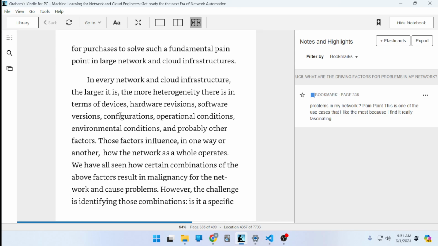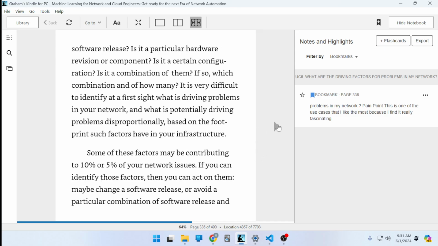Those factors influence in one way or another how the network as a whole operates. We have all seen how certain combinations of the above factors result in malignancy for the network and cause problems. However, the challenge is identifying those combinations. Is it a specific software release? Is it a particular hardware revision or component? Is it a certain configuration? Is it a combination of them? If so, which combination and how many?